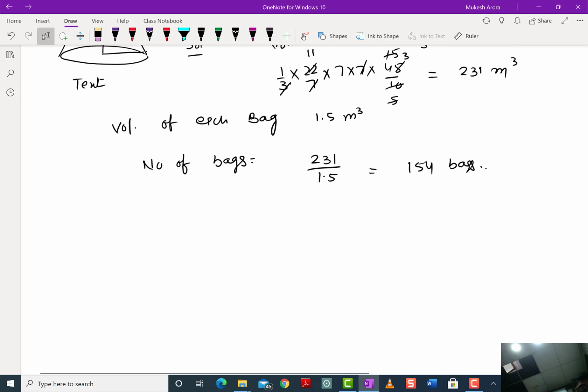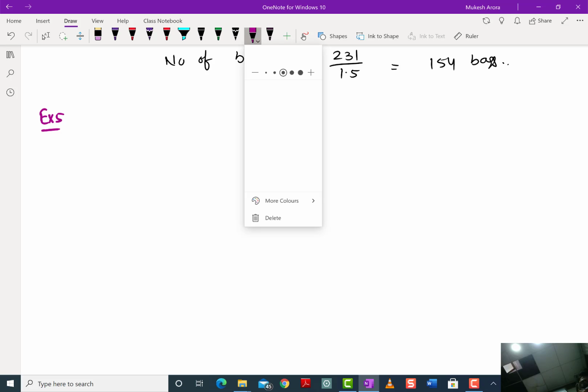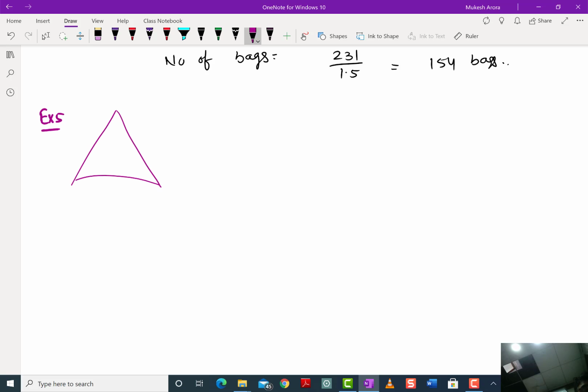Next question is example number 5. The conical tent whose area of base πr² is equal to 154, curved surface area πrL is equal to 550 meter square. Find the volume.